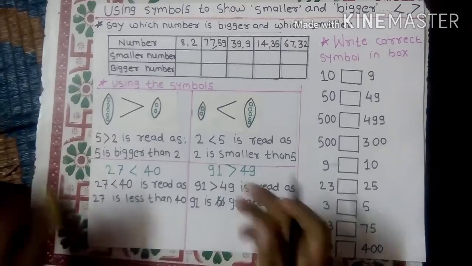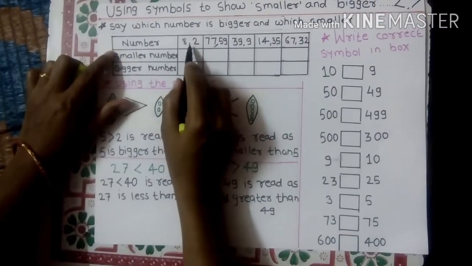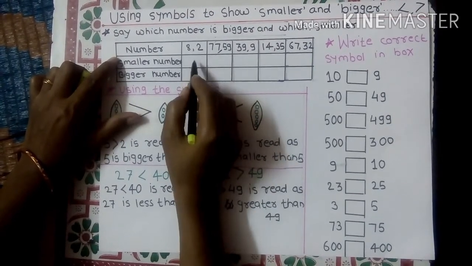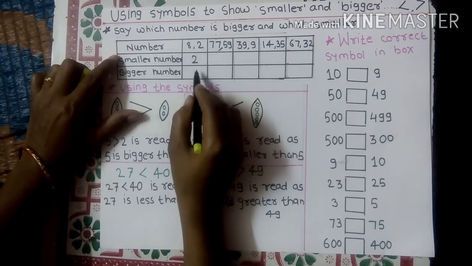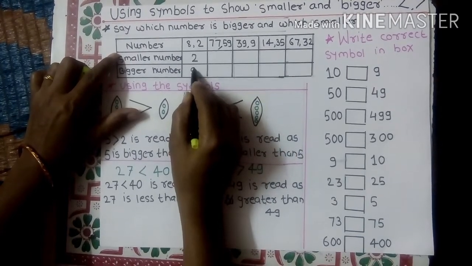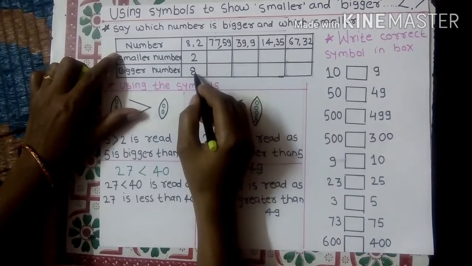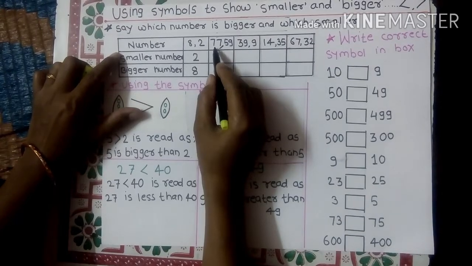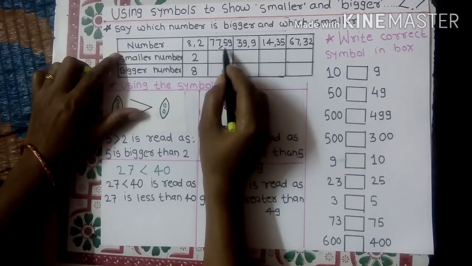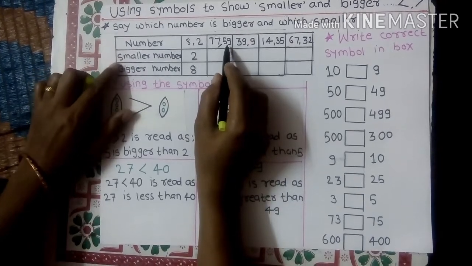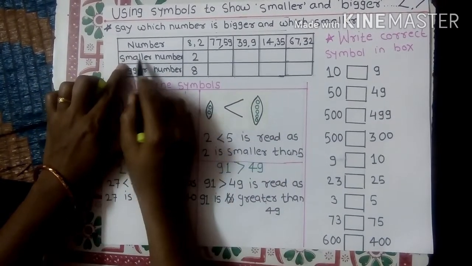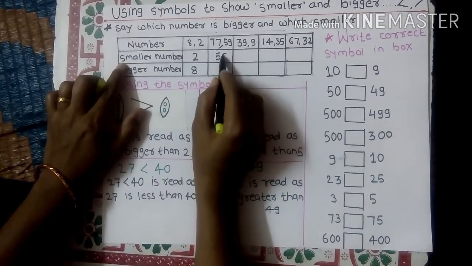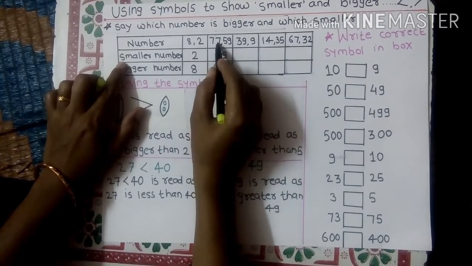We now solve this. The first is 8 and 2. In 8 and 2, 2 is the smaller number and 8 is the bigger number. We know that 2 is a small number and 8 is a bigger number. In the second example, 77 and 59. In these two numbers, 59 is the smaller number, which we have to write in the smaller number row. Okay, here we write 59, and 77 is the bigger number.